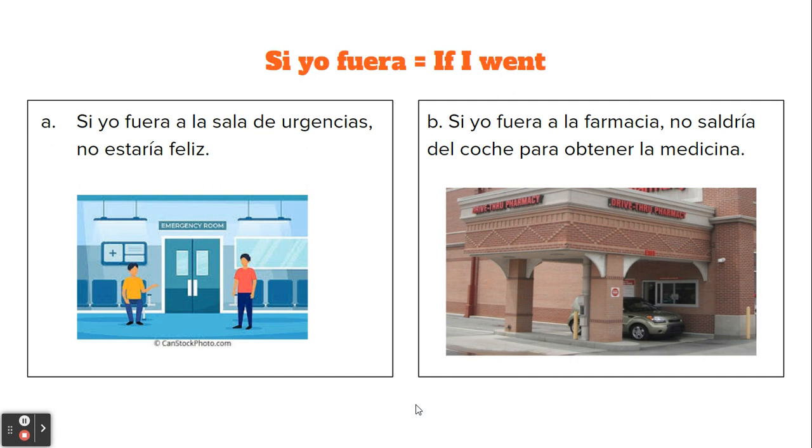Now that you've got these notes, do some practice with the exercise on página 3. You are going to fill in the blanks with the correct conjugation of the verb in parentheses and el condicional. And then you're going to translate the sentence from español to inglés.